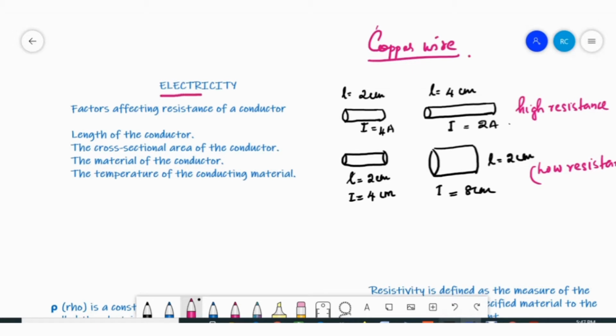Today we will discuss electricity and the topic is factors affecting resistance of a conductor. So what are the factors that affect the resistance of a conductor?